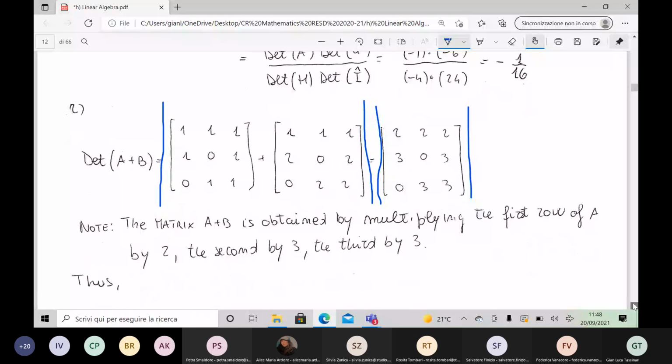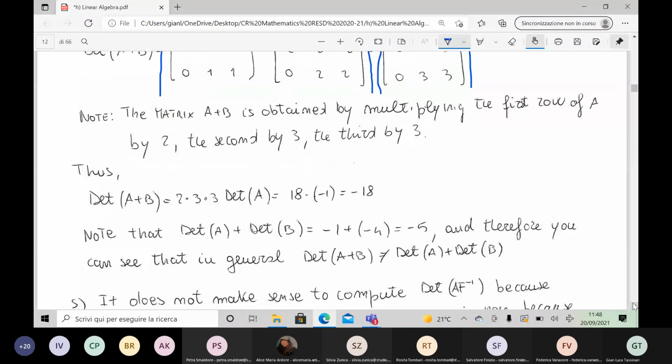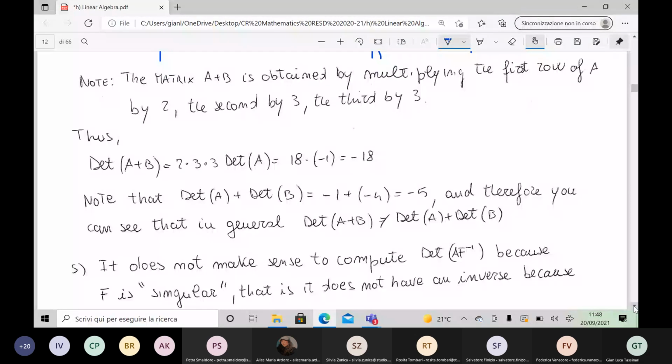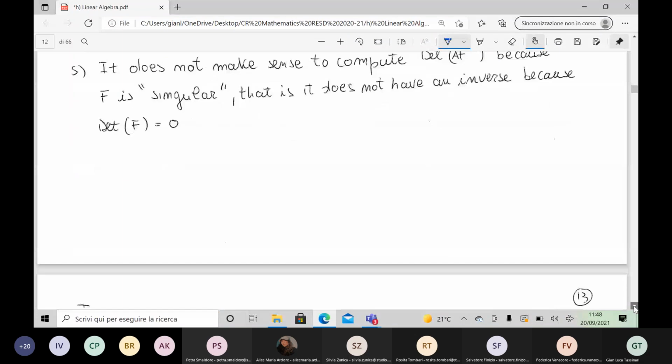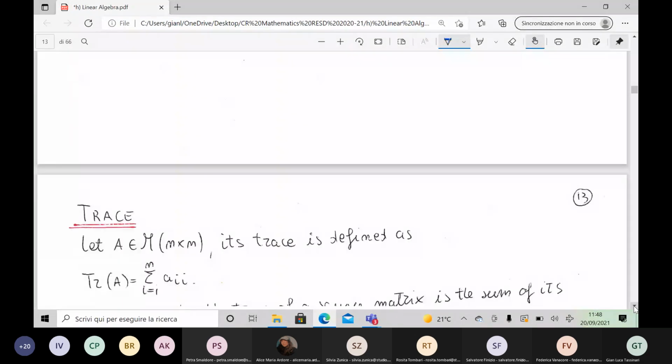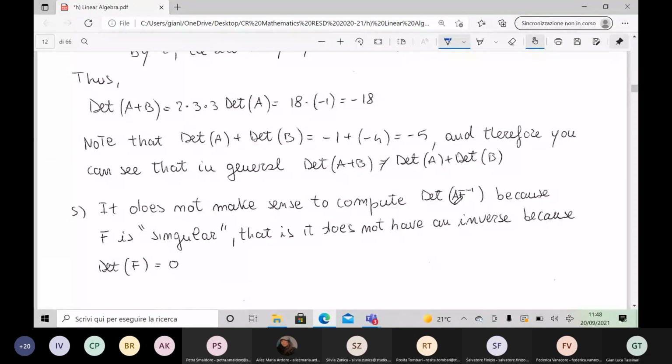Okay, there was another question, guys. I asked it to compute the determinant of A times f to the -1. f to the -1 is the inverse of f. But if you go back, you see that we computed the determinant of f, and it is equal to 0. A matrix with 0 determinant is called singular. And when a matrix is singular, that is, the determinant is equal to 0, its inverse does not exist.